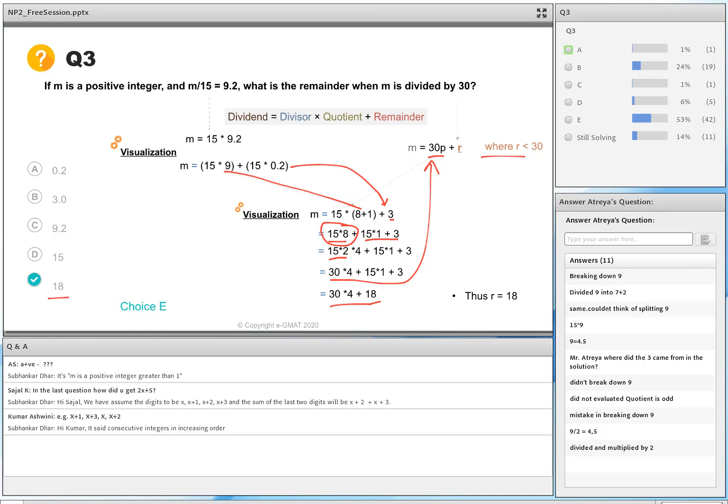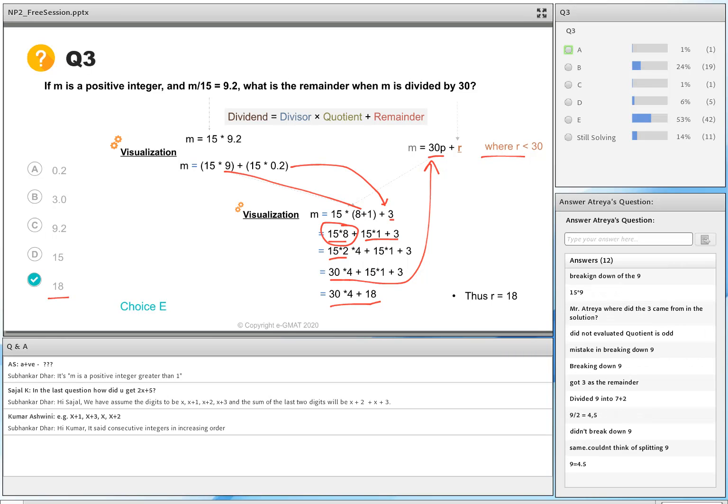All right, so a lot of you made a mistake in breaking 9, right? Got it. So again, this is something that you have to keep in mind. When I want a number in the form of another number, try to break it in terms of that other number. That would give you the idea of how to do it in a much more efficient manner.